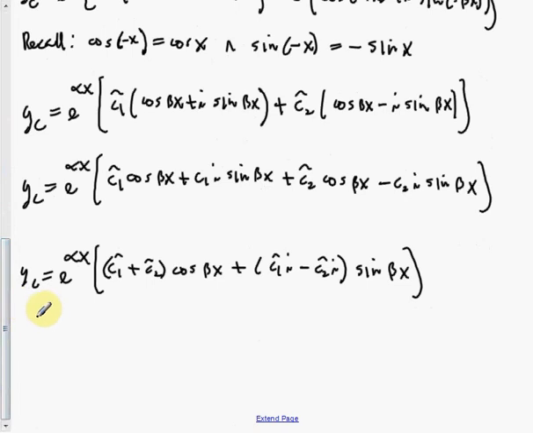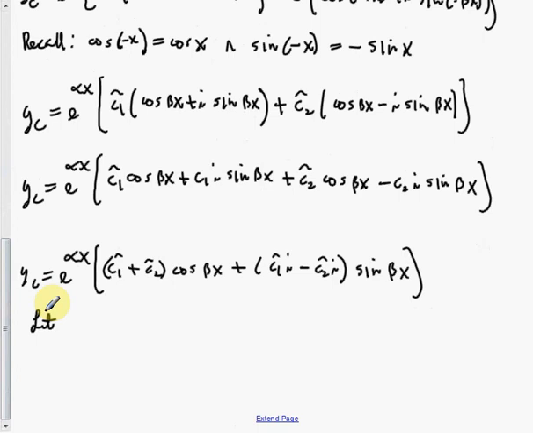So here, a constant plus a constant is a constant, right? A constant plus a constant is a constant. So c sub 1 hat plus c sub 2 hat is equal to a constant. We'll just make it simple for us. And then this c sub 1 hat i minus c sub 2 hat i is also a constant because i is equal to what? The square root of negative 1, right? That's i. That's the imaginary unit. So it's a number. It's imaginary, but it's a number.